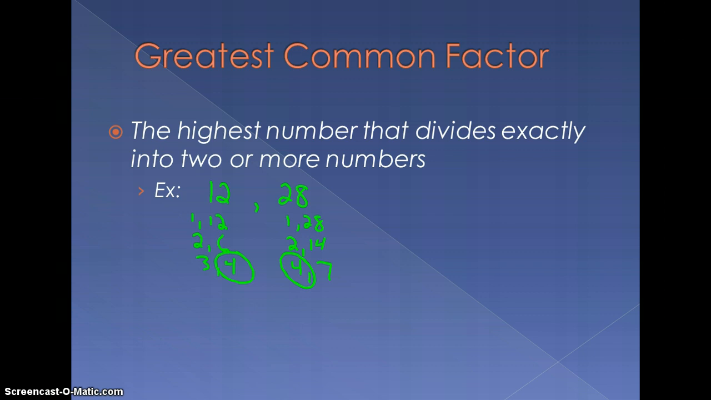Please notice that the GCF will always be at most the lesser of the numbers. Running out of room there. But the GCF will always be at most the lesser of the numbers. So the greatest common factor is something that will be less than or equal to the two given numbers.